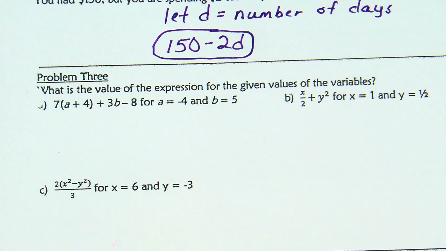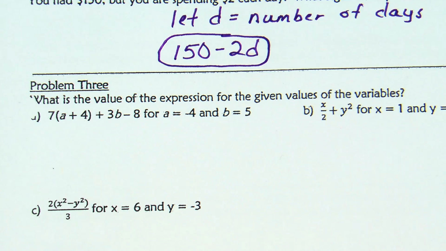What is the value of the expression for the given values of the variable? So on A, it's asking us 7 times A plus 4 plus 3B minus 8. And it tells us A is negative 4, and B is 5. What's the first step I should be doing? If we want to go back to the basics here. Your parentheses.